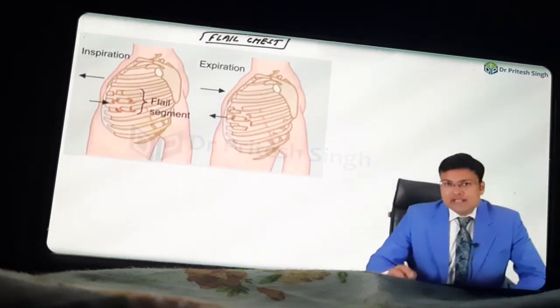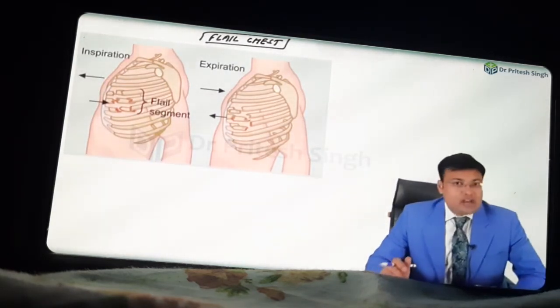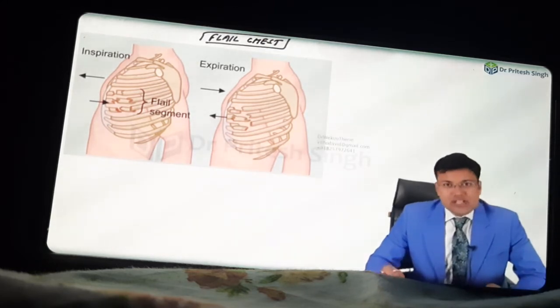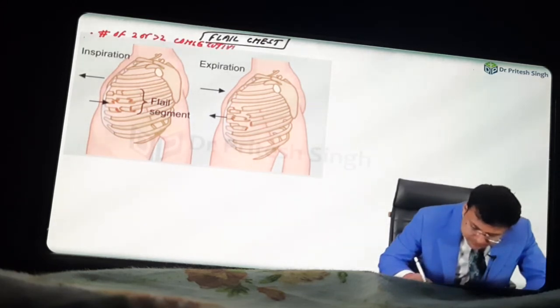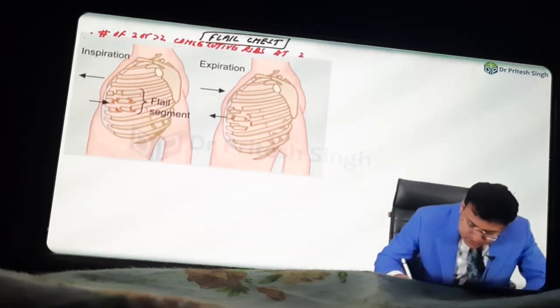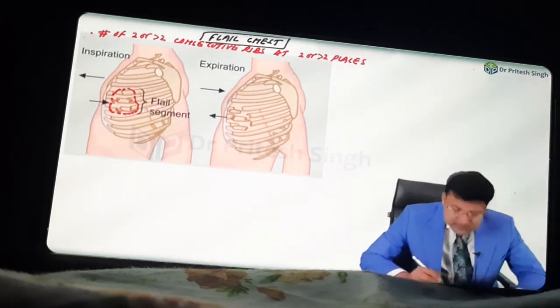After that, the definition of flail chest is asked frequently. So what is the definition of flail chest? It's the fracture of 2 or more consecutive ribs at 2 or more places. This is according to the ATLS 2018 definition, and this has been changed in most of the textbooks also. Be careful: consecutive ribs. Here you can see this is a flail segment, the isolated segment of chest wall.